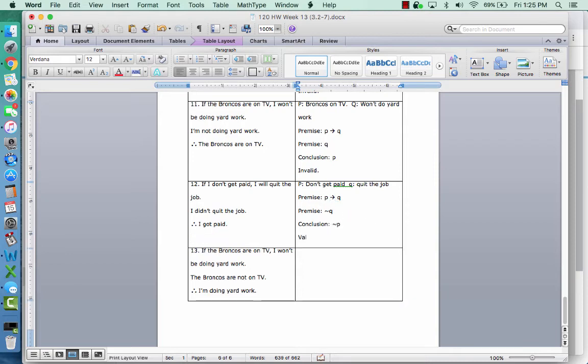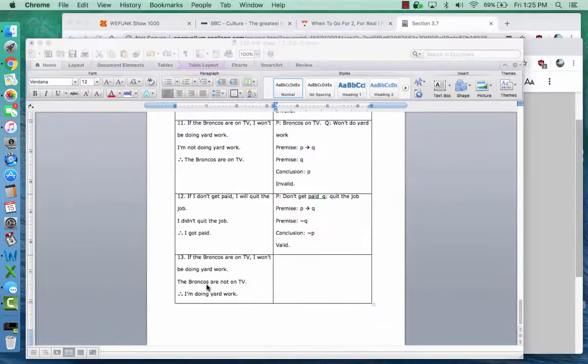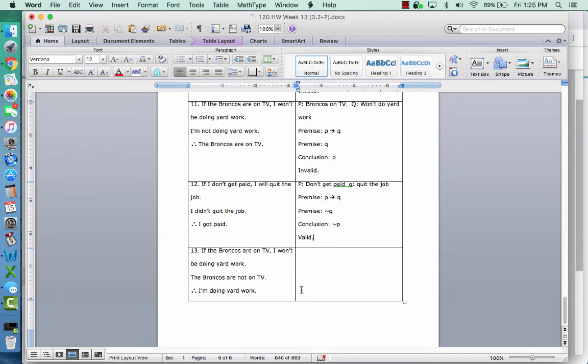And this one is valid. This is the contrapositive reasoning. If P then Q, and then given that Q did not happen, then we know that P didn't happen. This is the contrapositive reasoning right here. It fits perfectly into that. So this one's valid.